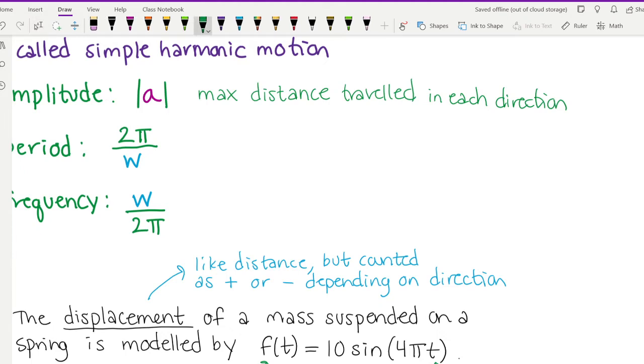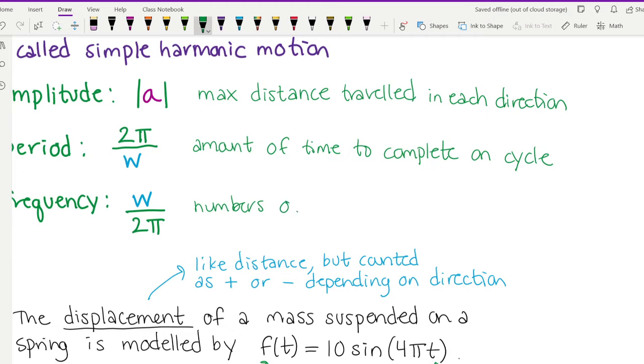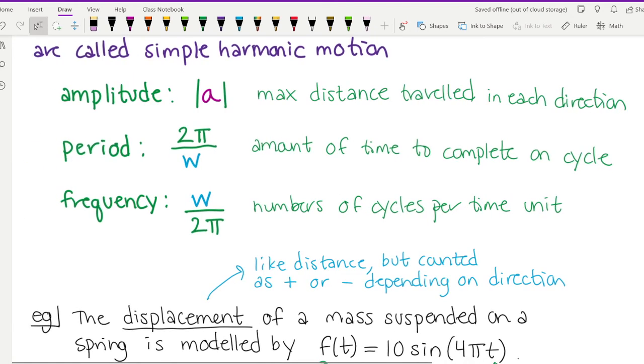The period is always going to be the amount of time to complete one cycle, whatever that means in the context of the problem you're looking at. And then frequency is always going to be the number of cycles per time unit. And that's really just because it's the reciprocal of the period. So if you know how much time it takes to complete a cycle, if you do 1 divided by that, that will tell you how many cycles occur per that 1 time unit. And doing 1 divided by a number is the same as taking its reciprocal. So that's really why that works the way it does.